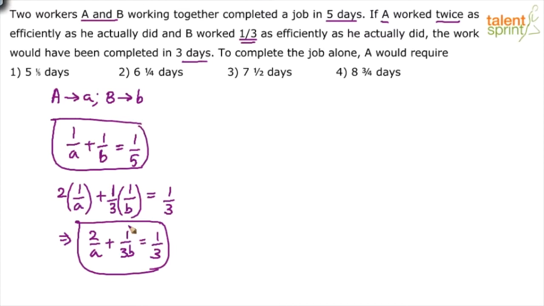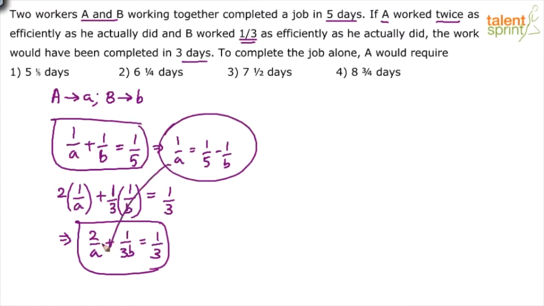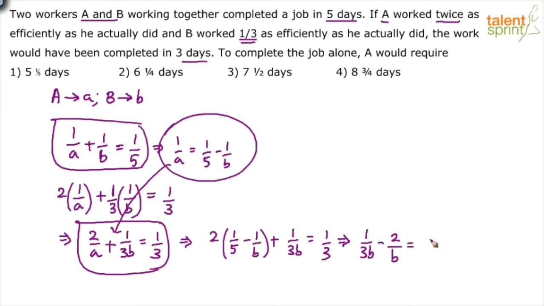You getting it? I think easier would be to take 1/A as 1/5 minus 1/B. You don't have to write this again. Just understand that mentally. Substitute here in this equation. So what do we get now? 2 times of 1/5 minus 1/B plus 1/3B equals 1/3. Solve for B. Now there's only one equation, solve for B. So basically I can say 1/3B minus 2/B equals 1/3 minus 2/5. Solve now.